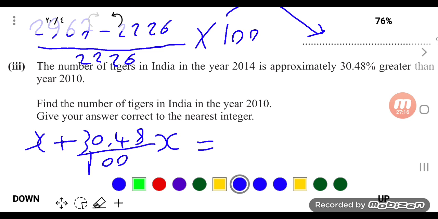The number of tigers in India in the year 2014 is approximately 30.48 greater than... Okay, so let's go to the table. In 2014 in India it was 2226, so write it here, 2226. Then you solve for X.